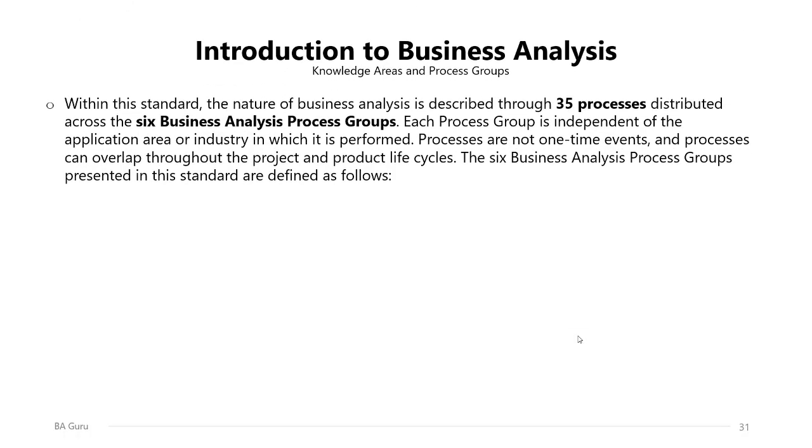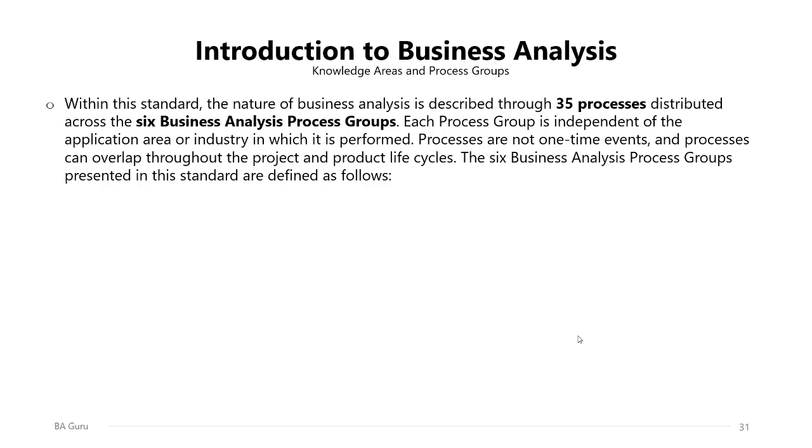Within this standard, the nature of business analysis is described through 35 processes distributed across the 6 business analysis process groups. So we have 6 knowledge areas and also we have 6 process groups. Each process group is independent of the application area or industry in which it is performed. Processes are not one-time events and processes can overlap throughout the project and product life cycles.